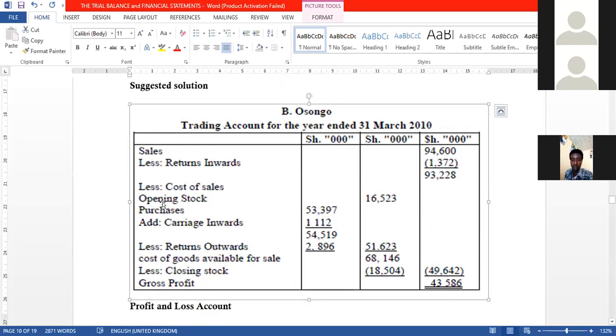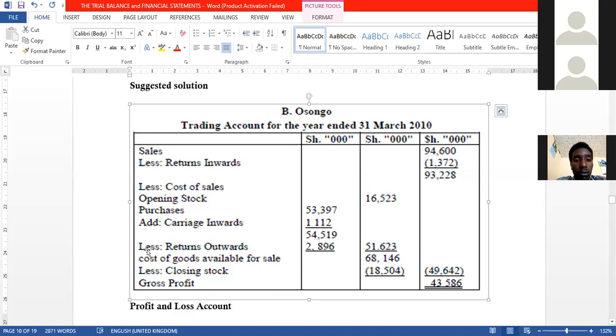From there, you proceed and say less cost of sales. Cost of sales will be calculated this way. We have opening stock, which is 16,523. Then we put in the purchases, which from the information we have is 53,397. Then the next item should be carriage in. Carriage in is simply the expenses that you pay to bring purchased goods to your premises or your shop where you are selling them. If you add those two, you get 54,519.